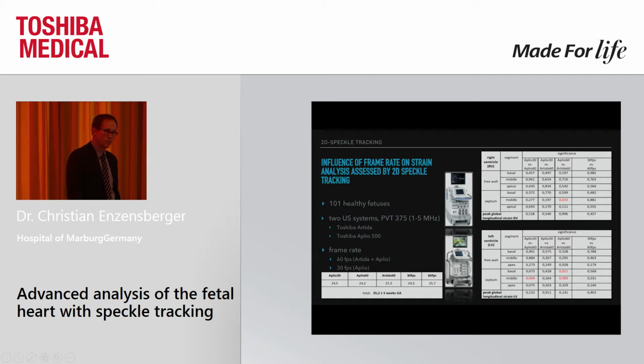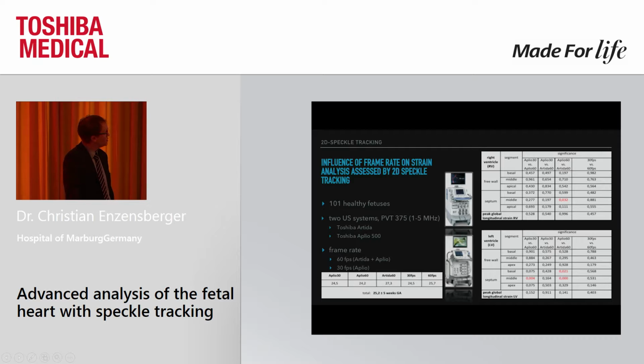Anyway, we said we want to know how big the influence of the frame rate is. In the first step, we wanted to analyze the difference between the normal DICOM frame rate, 30 frames, and the doubled frame rate, which means 60 frames. According to that, we also took two different ultrasound systems, the Artida and the Aplio 500. We included more than 100 healthy fetuses, with different frame rates and different ultrasound systems.